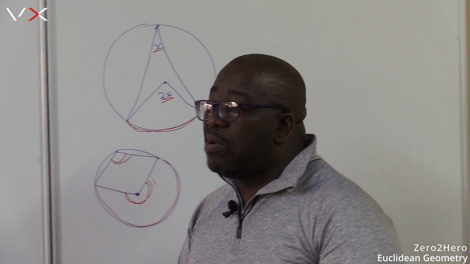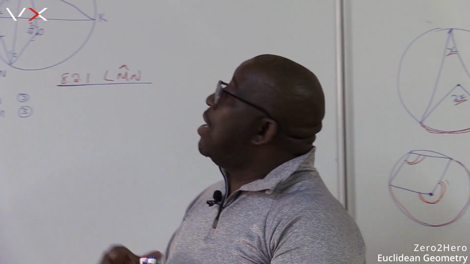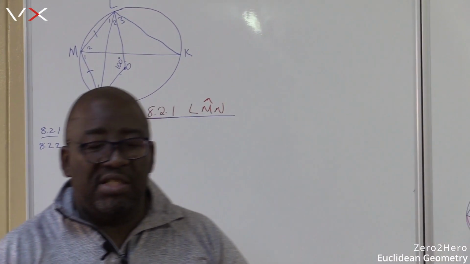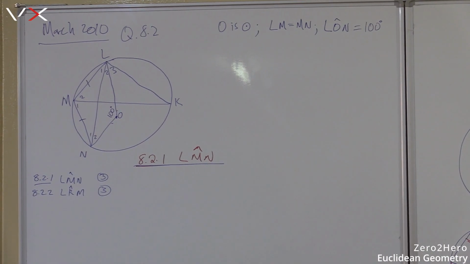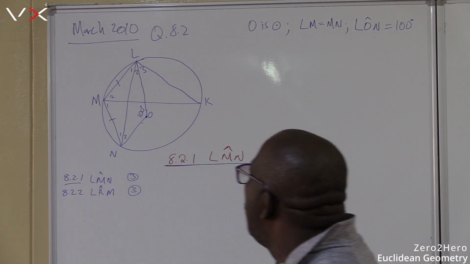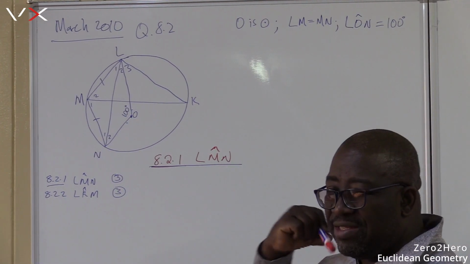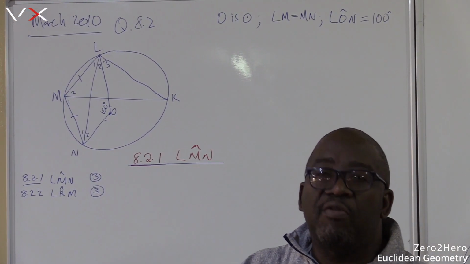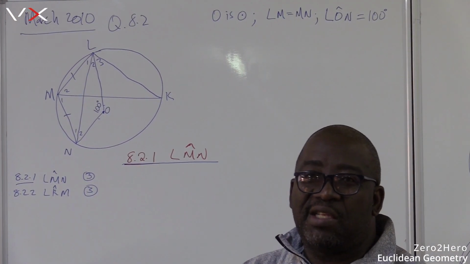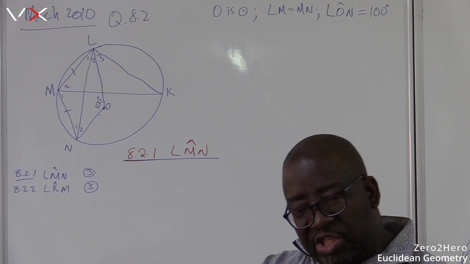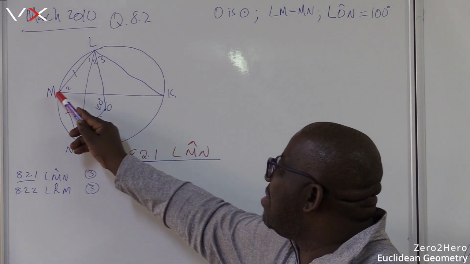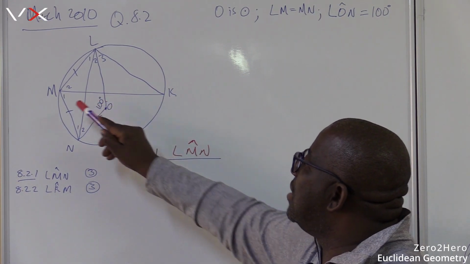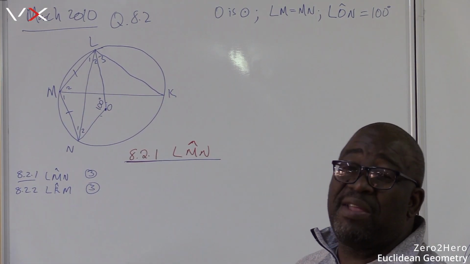Now let us look at the problem that was taken from the supplementary exams of March 2010. This was question 8.2. We're given that O is the center. Once they say O is the center, I think of the theorems that have something to do with the center, like the center theorem. Check whether we would have a diameter there. In this particular case, this is not a diameter because the center is here. This line does not pass through the center, don't make that mistake.